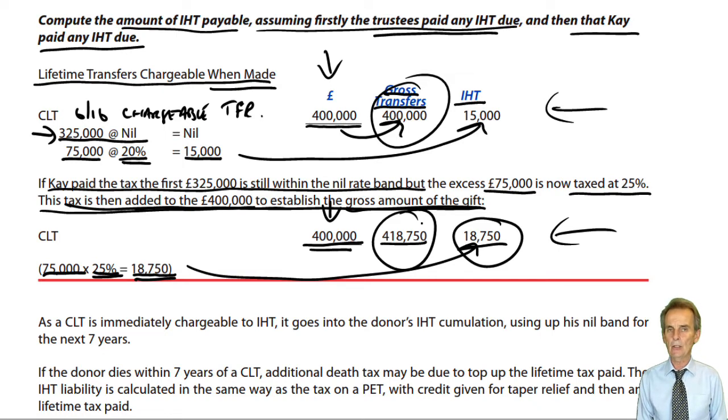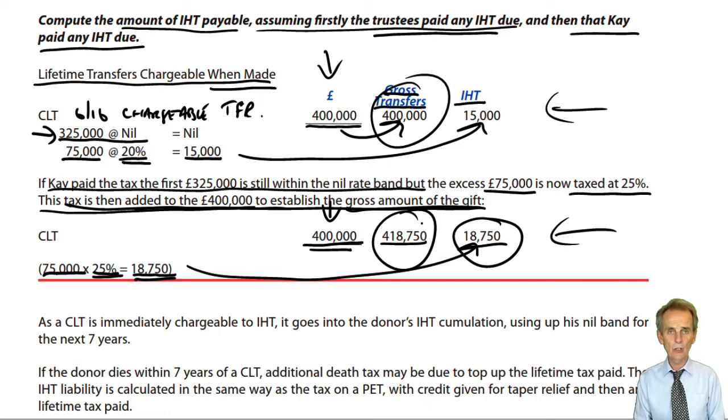And that means that when dealing with the lifetime transfers chargeable on death, we cast our net back initially 7 years. Those transfers now, both PETs and CLTs that fall within the 7 years prior to the date of death, they become chargeable as a result of the death of the taxpayer.